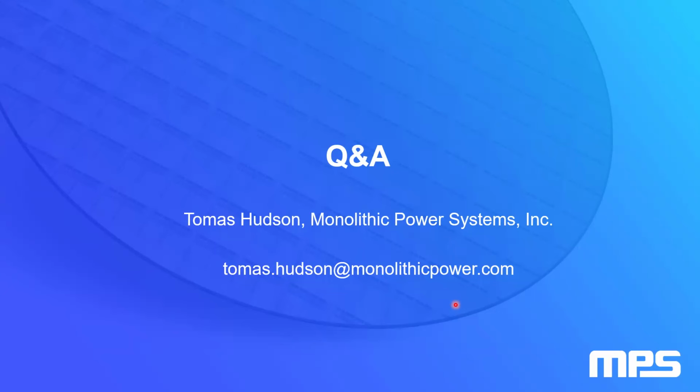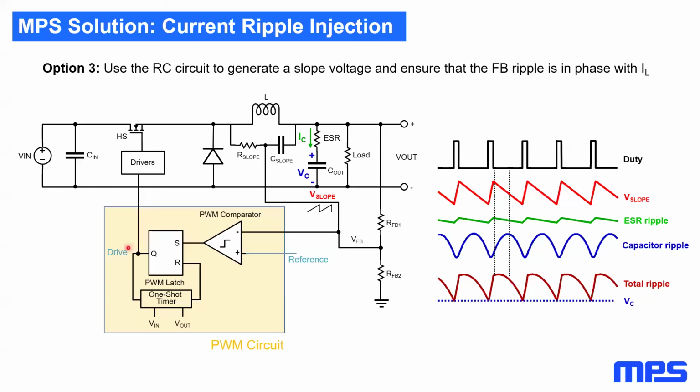Stability is never guaranteed, is it really? But the way that we, as I mentioned before, avoid the issue of ESR or the lack of ESR affecting our stability is we use this RC circuit. Let me see if I can find the right slide. By using the RC circuit, we generate a slope voltage, and this allows us to not be so dependent on the ESR ripple for the stability of this converter.